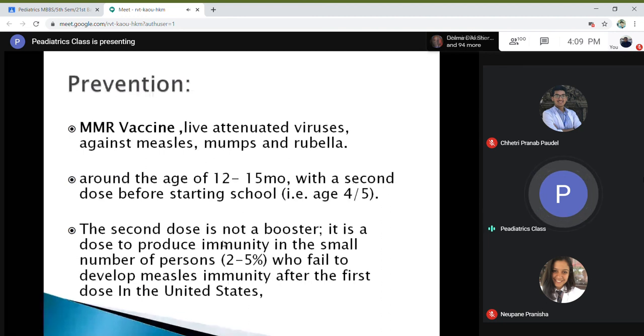It is given at around 12 to 15 months, with a second dose before the start of school, at 4 to 5 years. The second dose is basically not necessary, but it is given to produce immunity in the 2 to 5% who fail to develop measles immunity after the first dose. This is in the United States, where they give it at 4 to 5 years. We don't have that; we just give it at 9 months, and some at 12 months and 2 years.